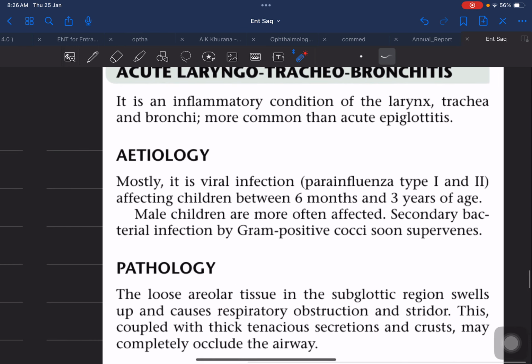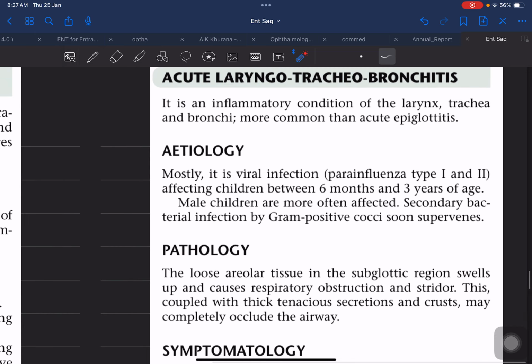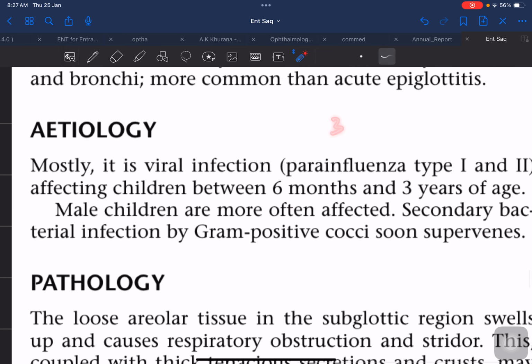Now here it is viral infection, right? And the virus is parainfluenza type 1 virus. Along with type 1 there is type 2 also, and it is mainly affecting children between 6 months to 3 years of age, and male children are more affected. Secondarily, bacterial infection by gram positive cocci soon supervenes. So etiology we are clear. The age group is 6 months to 3 years, right? Male child is more affected, right? And it is caused by parainfluenza virus type 1 and type 2.